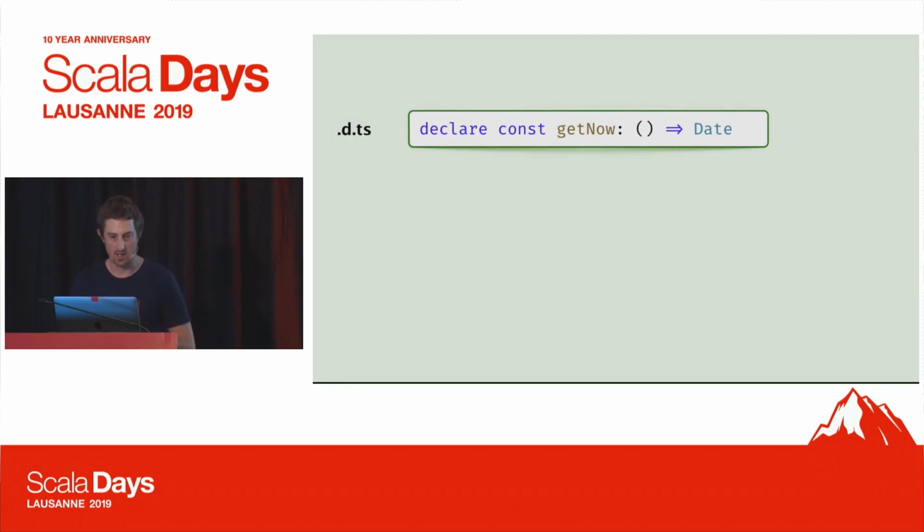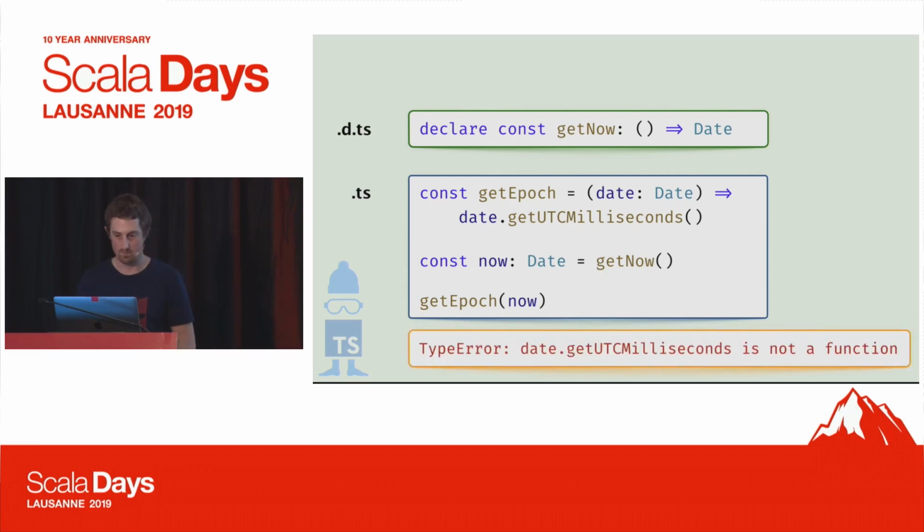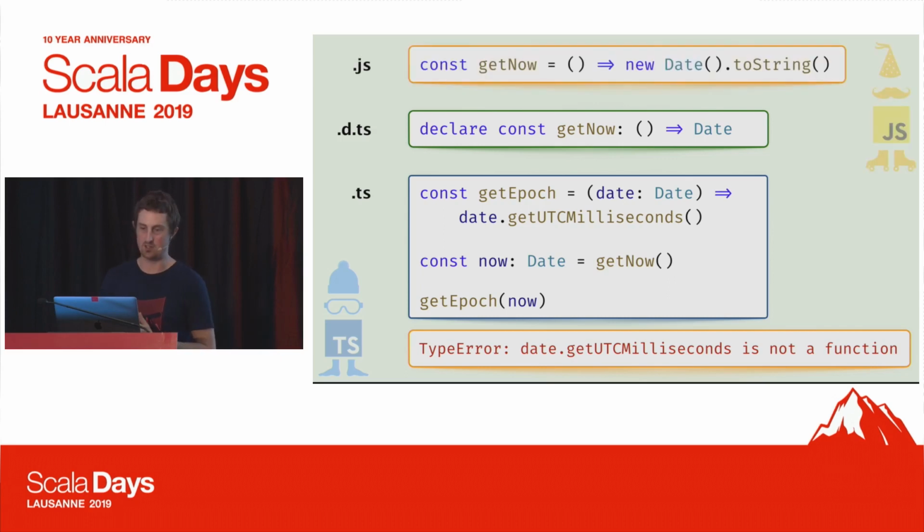Problem one is that DTS's second favorite trick is misrepresentation. And here's an example of that. DTS provides a file containing a declaration for the current time, getNow. TypeScript consumes this and creates a function for getting the current epoch, number of milliseconds since Unix 0. Everything type checks and blows up at runtime because getUTCMilliseconds is not a function on Date. Why is this? Well, it's because DTS lied.